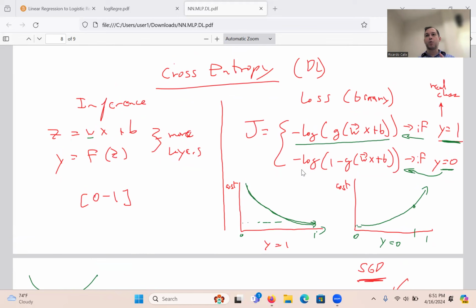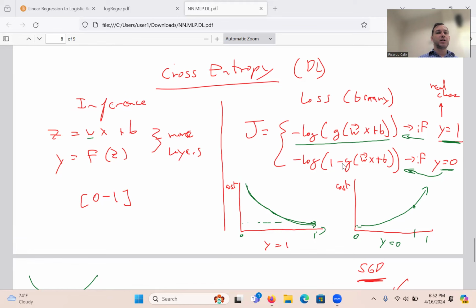So if y equals one, remember that when you're doing the loss function, you take the predicted and the real. Do you agree? You always have the real, because you're comparing it to the predicted. So think of it as an algorithm that says, if the real is one, then I'm going to choose this equation. And this is, again, for the binary case only, right? And if the y is zero, then I'm going to select this equation.